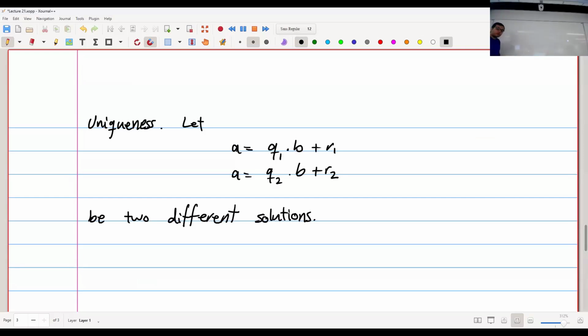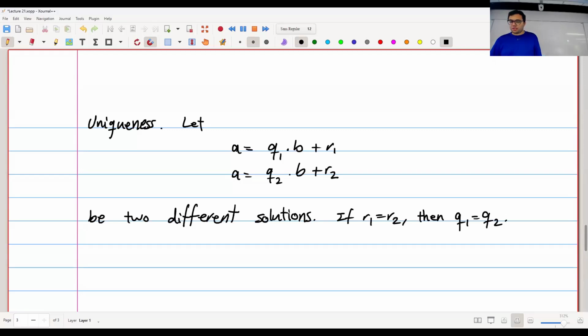Can I have R1 equal to R2? Yeah. So that's the first thing. If R1 is equal to R2, it's easy to verify that Q1 is equal to Q2, which means that these are not two different solutions. There is just one solution.